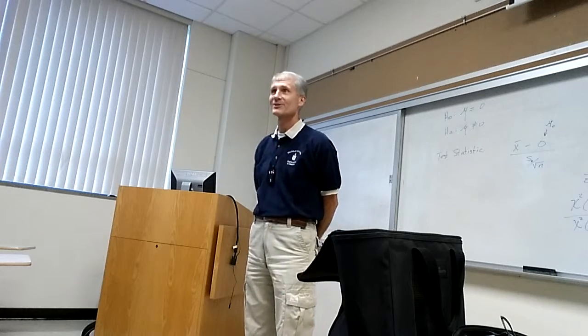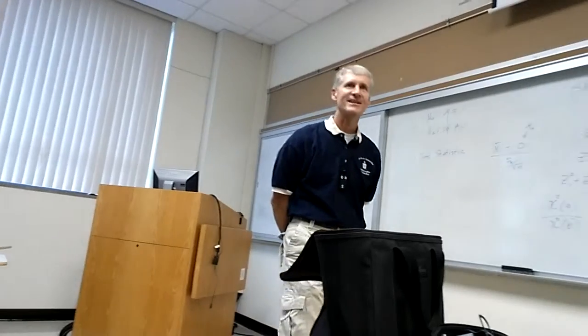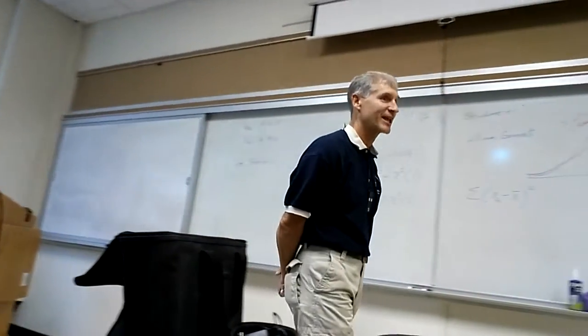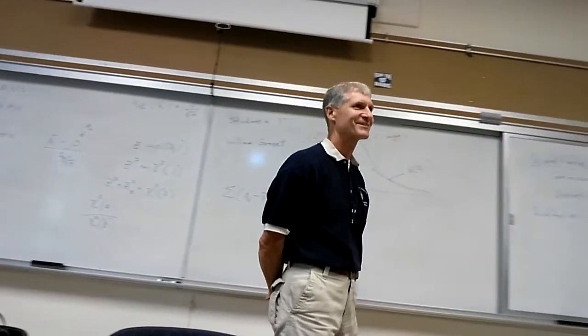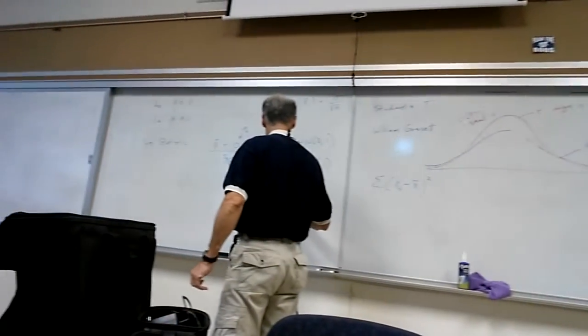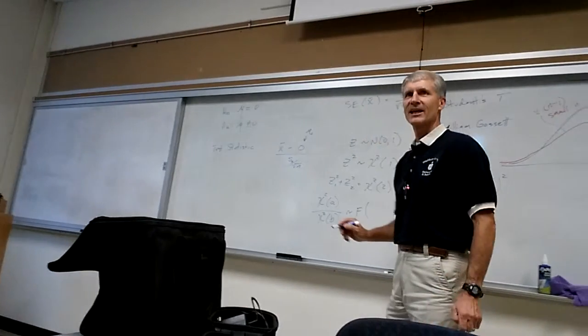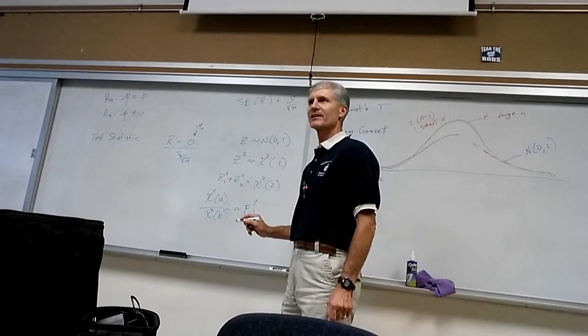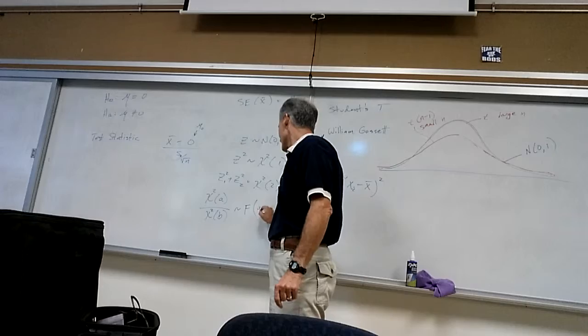It's a ratio of chi-squares, but it has a name. The distribution has a name. And it's a letter. F. Yeah, that's an F distribution. And the F distribution has two parameters. Its numerator degrees of freedom and its denominator degrees of freedom.